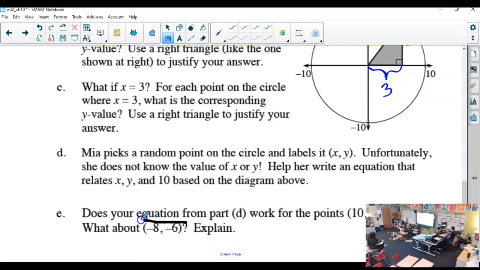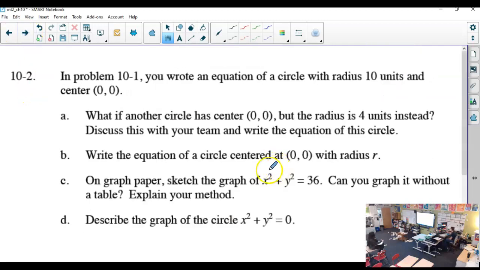Would (-8, -6) be a point on our circle? We did (-6, -8), yeah. But would (-8, -6)? Yes, because they're both square. So it's the other way to draw the 6, 8, 10, right? So instead of going 6, 8, 10, it'd be 8, 6, 10. Ah. All right, so moving on.